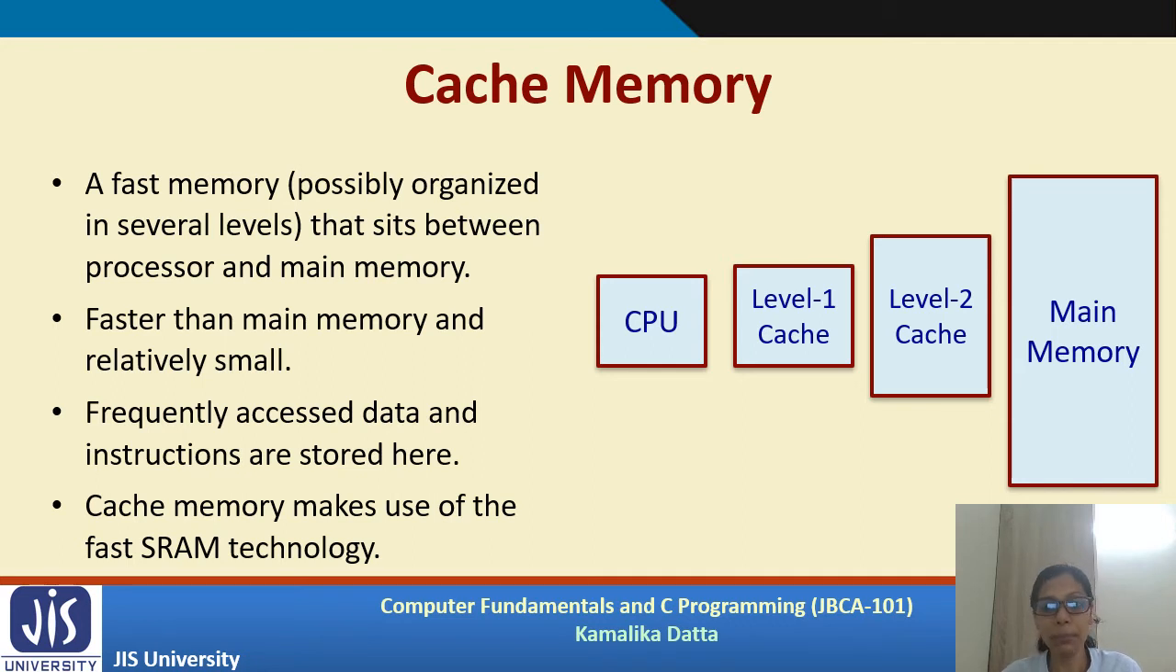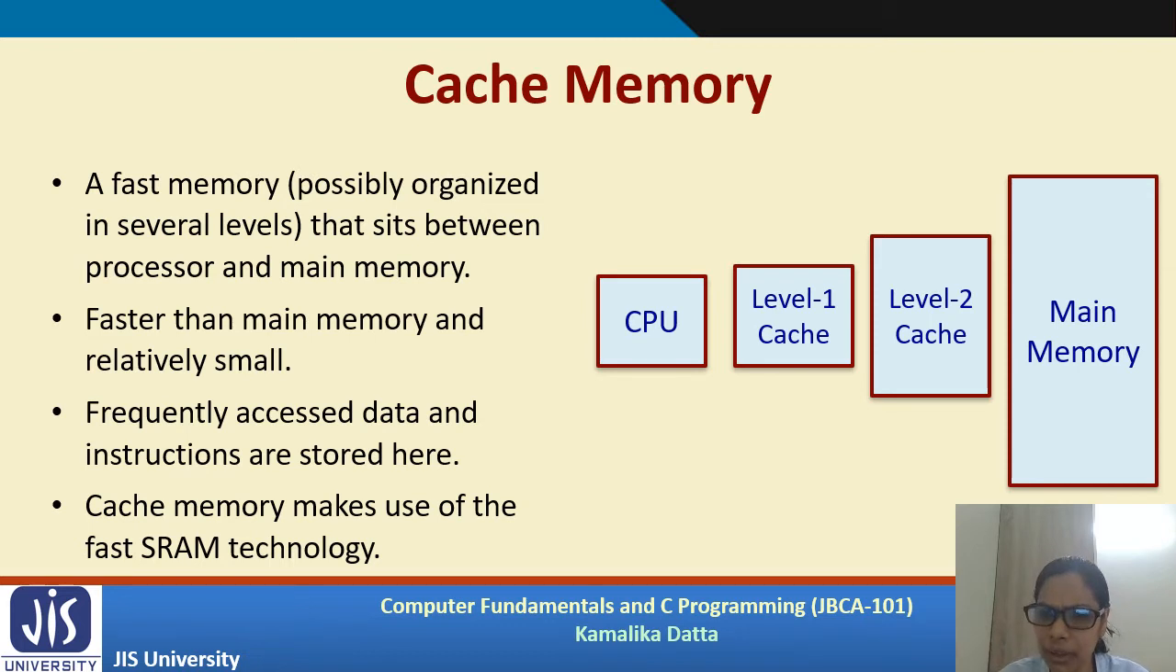We bring frequently processed instructions and data from main memory to cache memory, and in turn from cache memory it goes to your processor. Now, we have always been saying that the processor is connected to memory. When we say that, it is connected to cache memory and then to main memory. So data from main memory is brought to cache memory, and from cache memory it is brought to the processor.